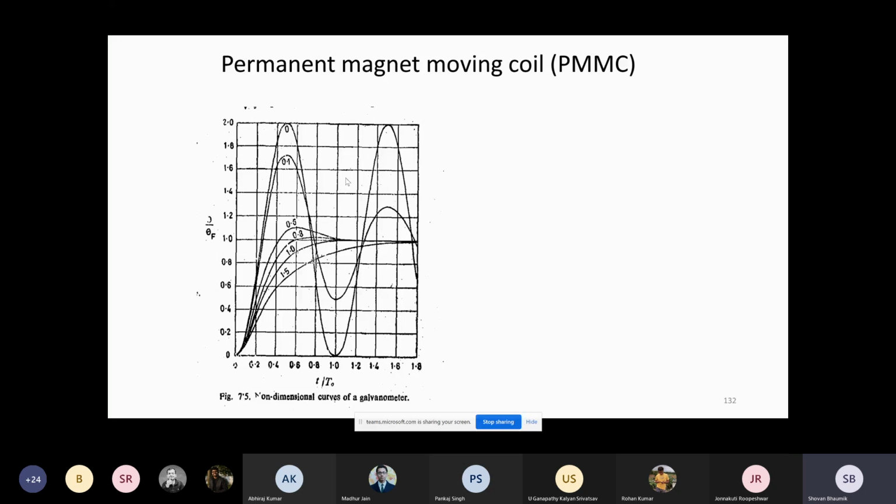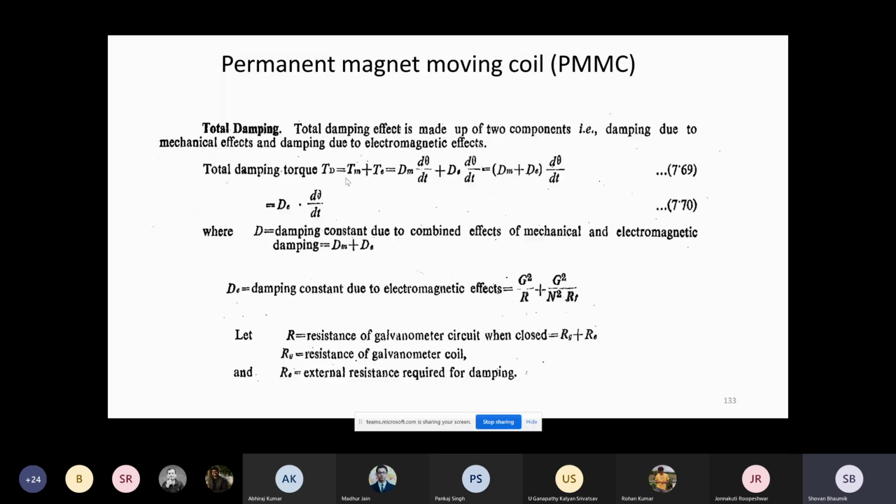If zeta is zero, no damping, it will oscillate. Oscillation will not die down. If zeta is very small, the oscillation will be high. It will take time to die down. Then if zeta increases, the oscillation will be less. And if zeta is greater than 1, there will be no oscillation. It will always remain below the steady state. So this is the reason.